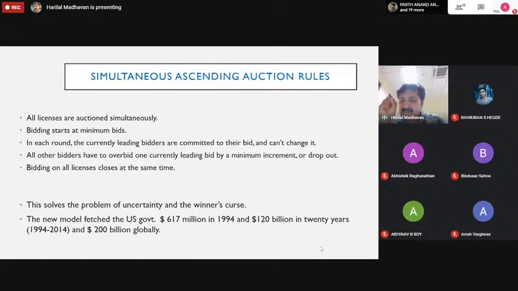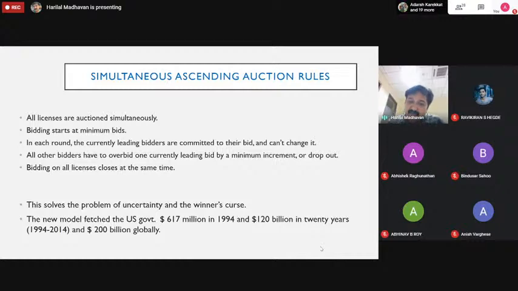This particular method suggested by the Nobel laureates solved the problem of uncertainty and also the winner's curse, to an extent. Winner's curse, I hope you remember. They unnecessarily end up paying huge money. But here it's a kind of English auction method, done simultaneously, right? So in the new model, the US government gained around 617 million US dollars in 1994 alone. And in 20 years' time, they gained around 120 billion US dollars, which would otherwise have just been given away. So the new auction format has made a huge impact by increasing the revenue of the government.